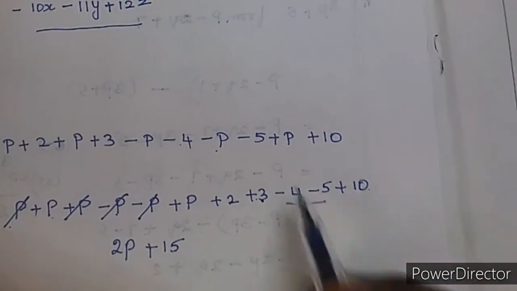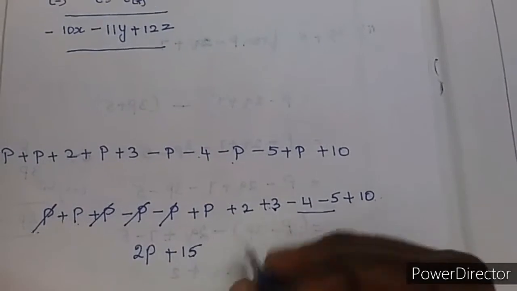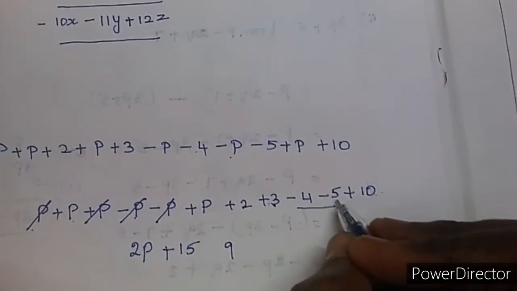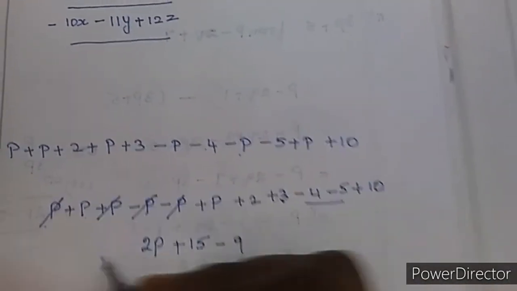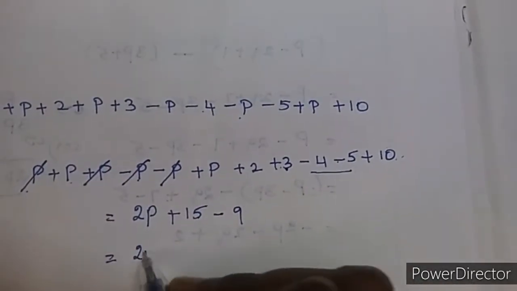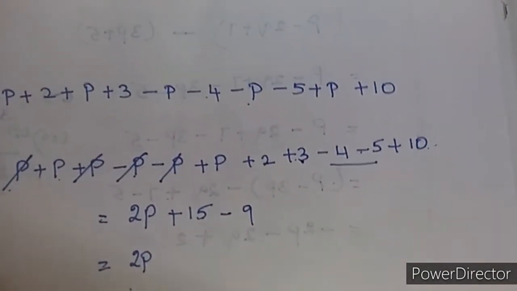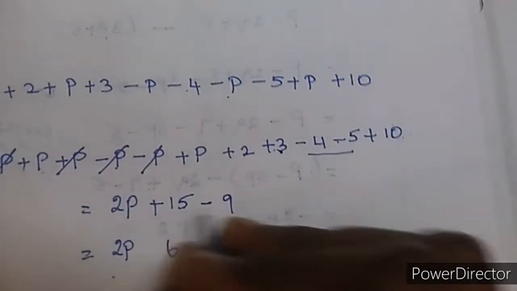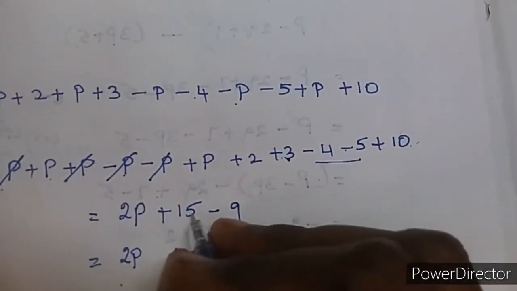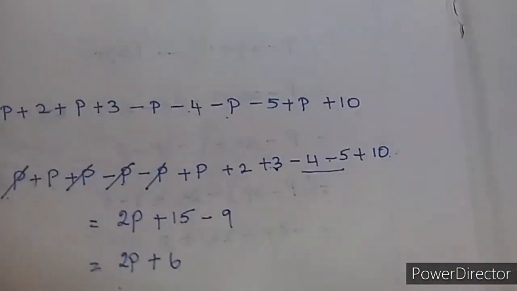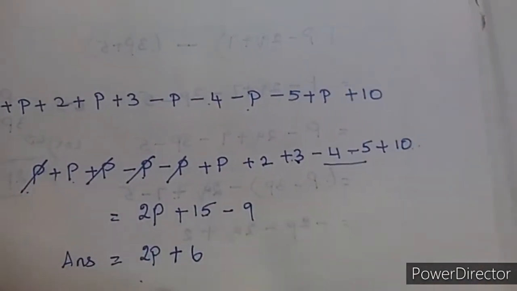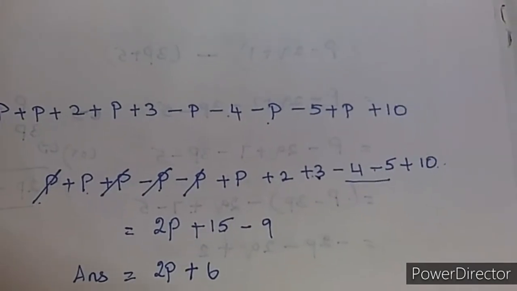Now coming to this part, minus into minus, we have to add. So 4 plus 5, 9, and greater number is 5, sign for that is minus. I am trying to simplify this number. So now 2p, now plus into minus, minus, we have to subtract this two number. 15 minus 9, 6, greater number is plus 15, so plus your answer is 2p plus 6.